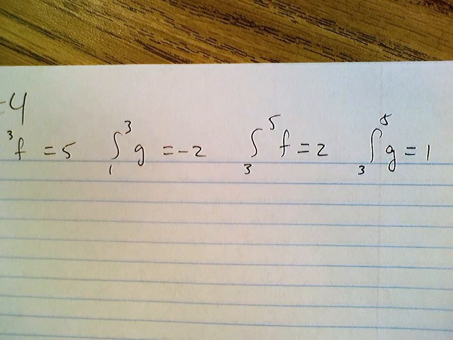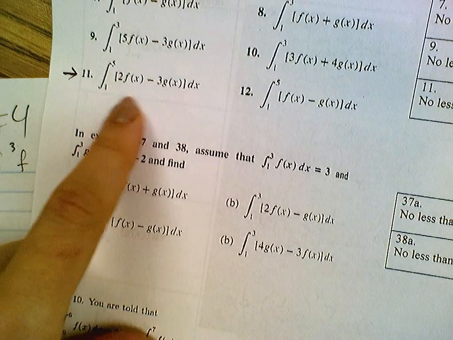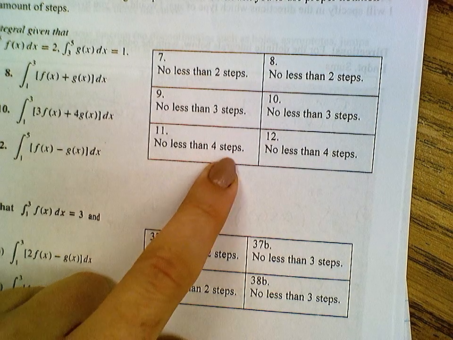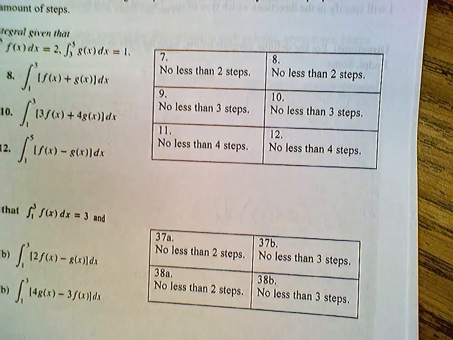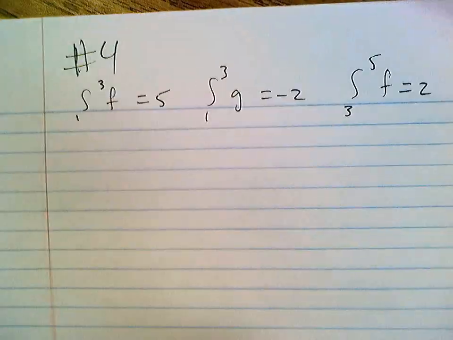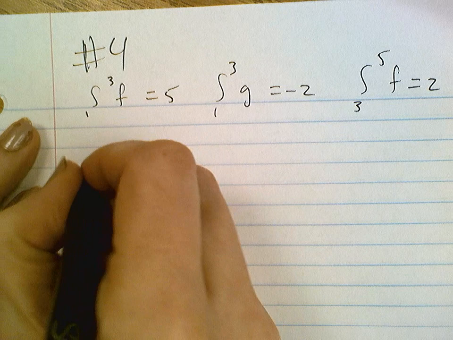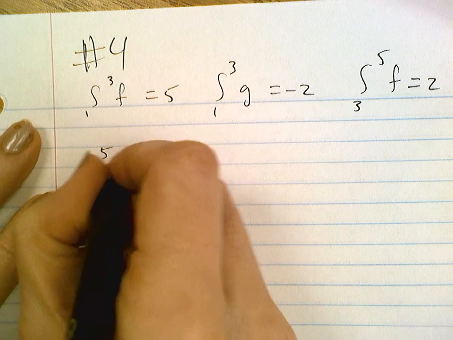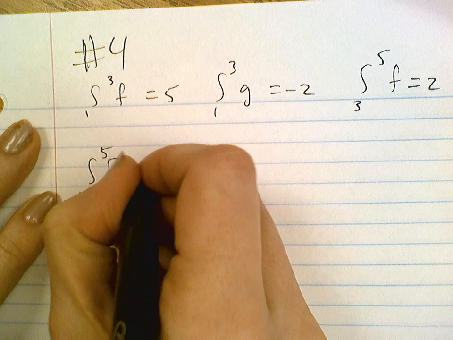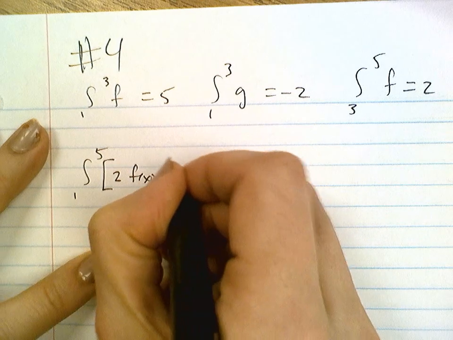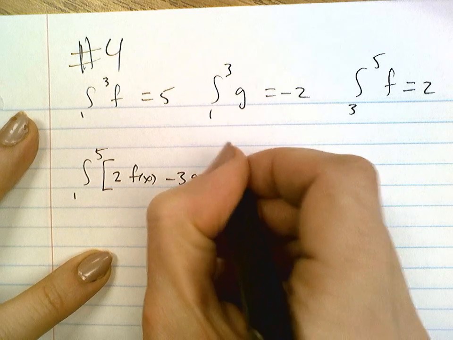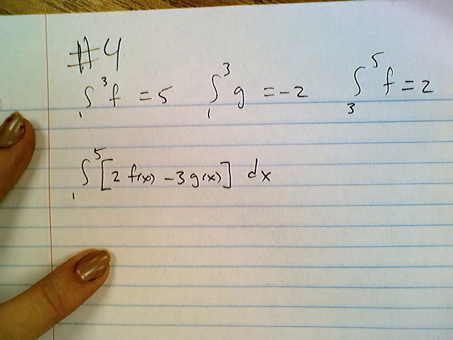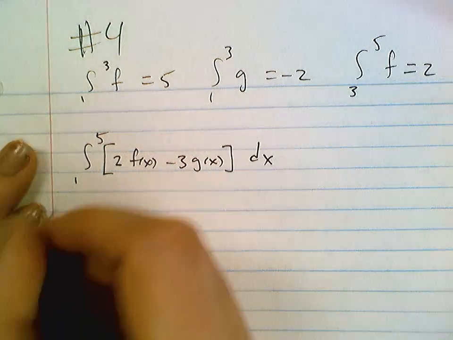Given those things, I'm going to evaluate this, and I'm going to do it in no less than 4 steps. If I want to do more than 4 steps, that's fine, but no less than 4. So I'm going to write this down: the integral from 1 to 5 of 2f(x) minus 3g(x). Step 1, I'm going to split up this integral.